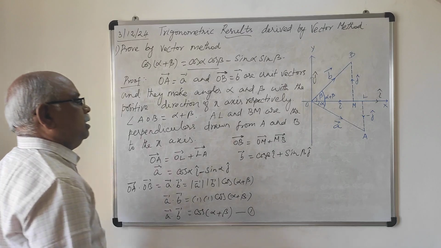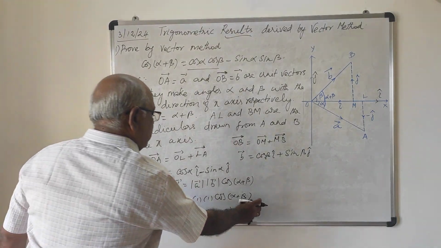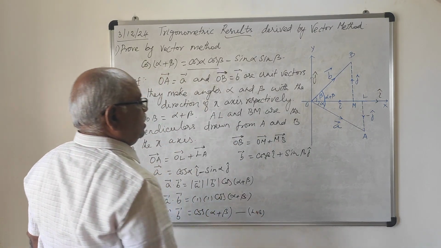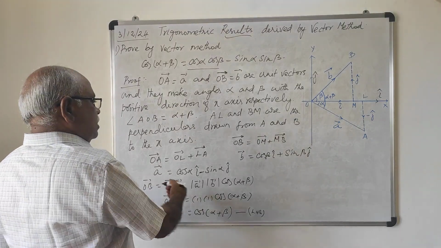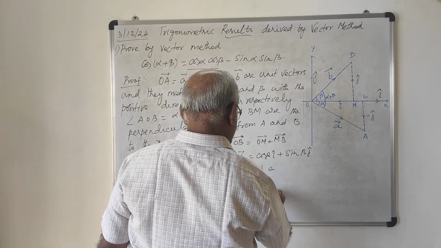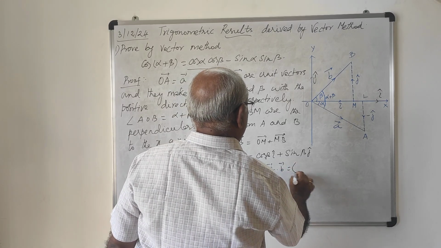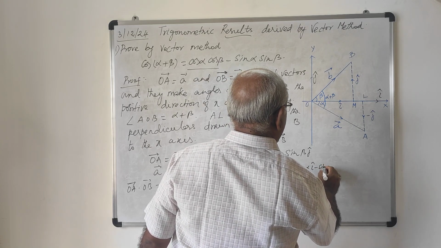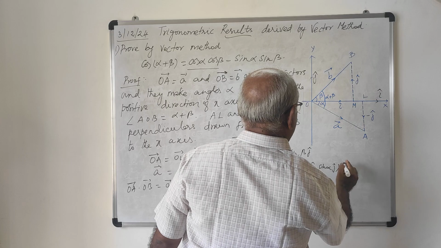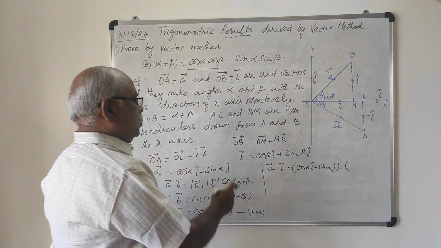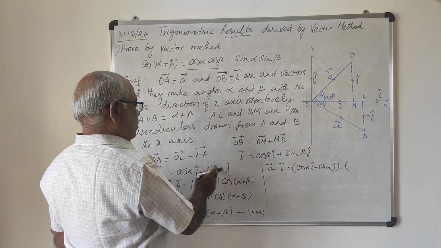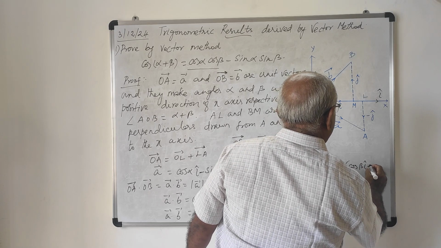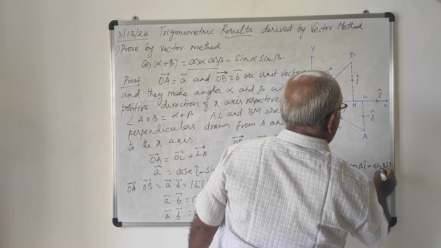This is the left hand side of the result, cos(alpha plus beta). For the right hand side, again A dot B, where A is cos alpha into I minus sin alpha into J, and B is cos beta into I plus sin beta into J.